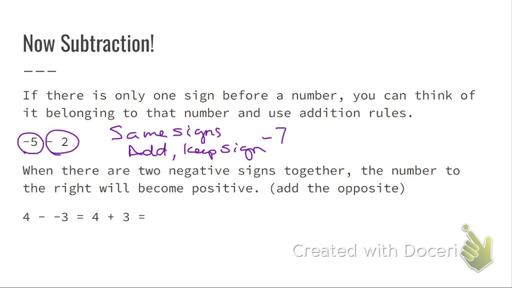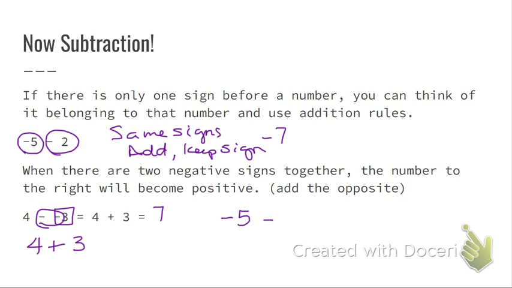But when there are two negative signs next to each other without a number in between, that's going to become positive. Because of add the opposite. If I change subtraction to addition and then the opposite of -3, +3. And they're the same, both positive. So that could also have happened like this.